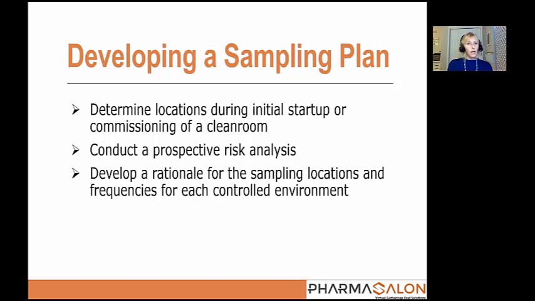All right. So as far as developing a sampling plan, we're going to want to determine locations during the initial startup or the commissioning of a clean room. So if you've gone through construction recently, you have to come up with where you're going to collect those samples. Along with that, you want to do a risk analysis of where you want to collect them. Why do you want to collect them? Getting a rationale for collecting at those sampling locations is going to be a really good thing. Have documentation as to why you chose the locations that you chose.